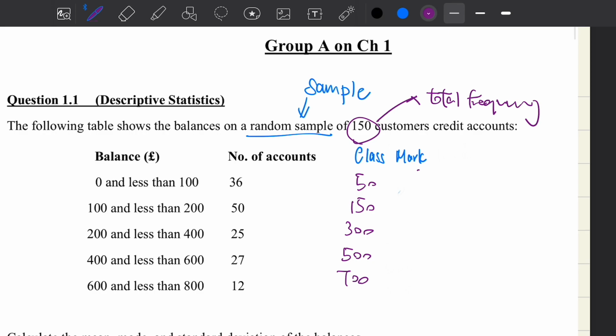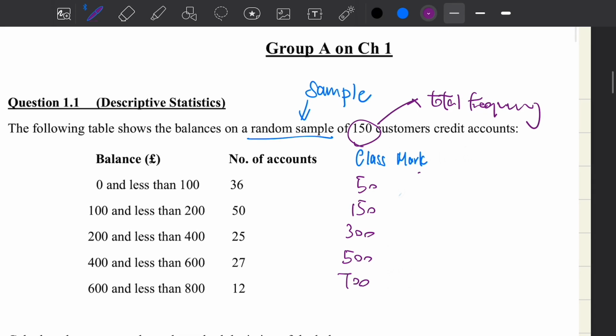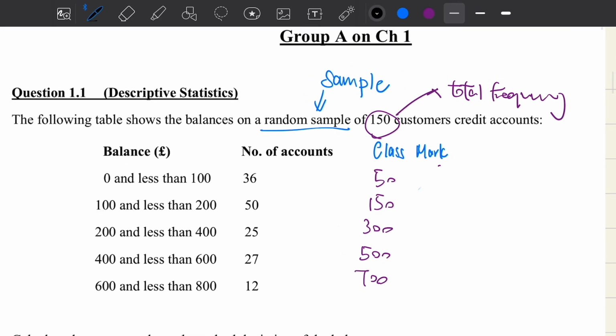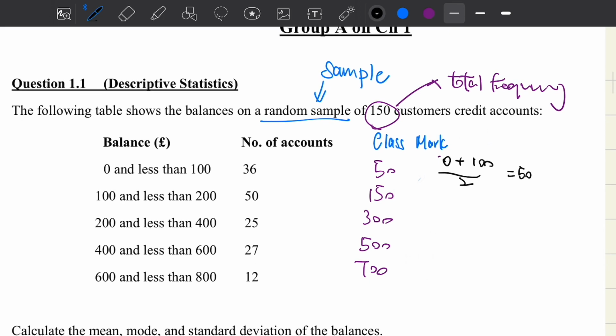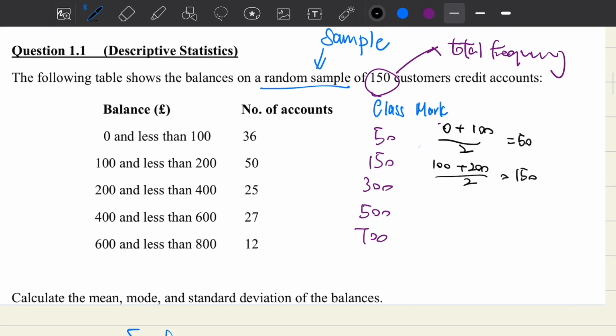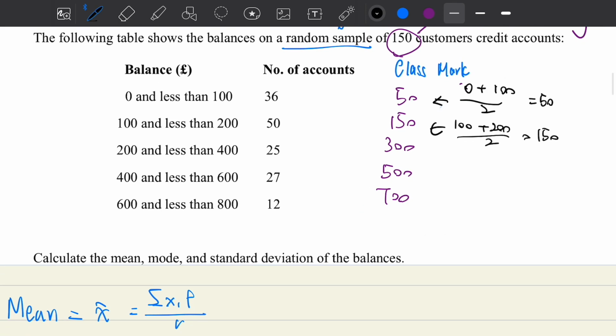But how can we find the class mark? It's because the lower boundary is 0 and the upper boundary is 100, and divided by 2 is 50. Just for another example, the lower boundary is 100, the upper boundary is 200, divided by 2 is 150. So now we can find the class mark.